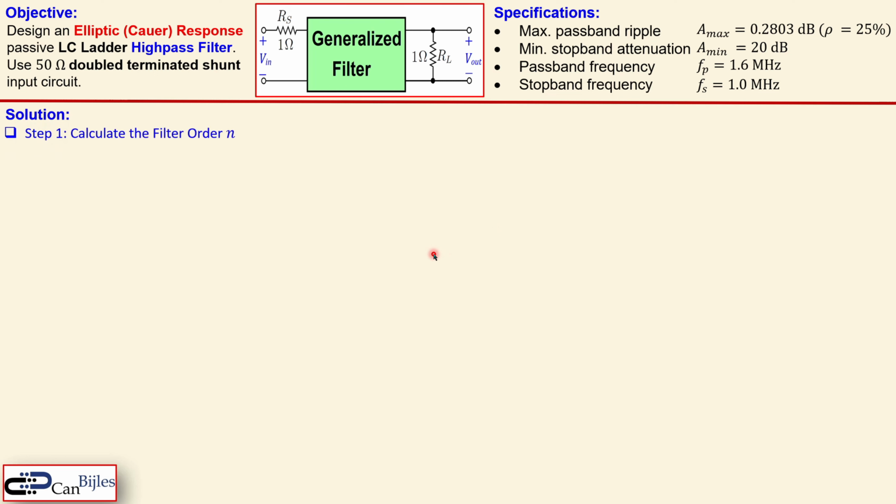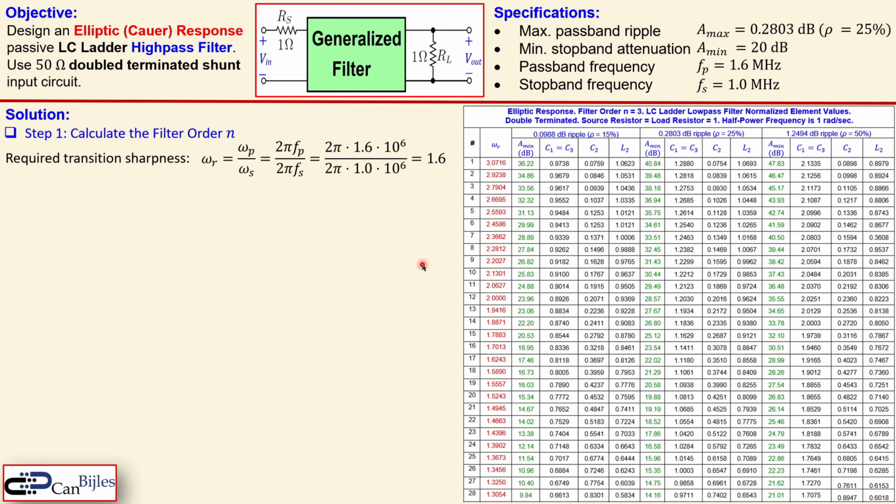Step 1 is always to calculate the filter order from the specifications and also use a table for the required minimum stop-band attenuation. For the required transition sharpness, we'll look at the ratio of the passband and the stop-band frequency. That's shown here. In this case we have 1.6 MHz over 1 MHz. That is just 1.6.